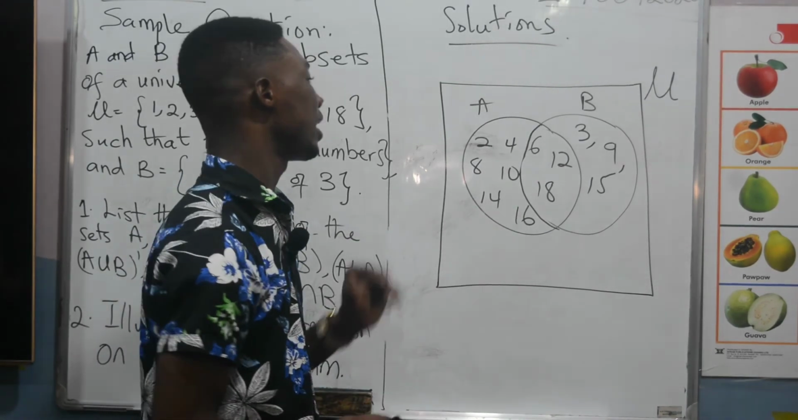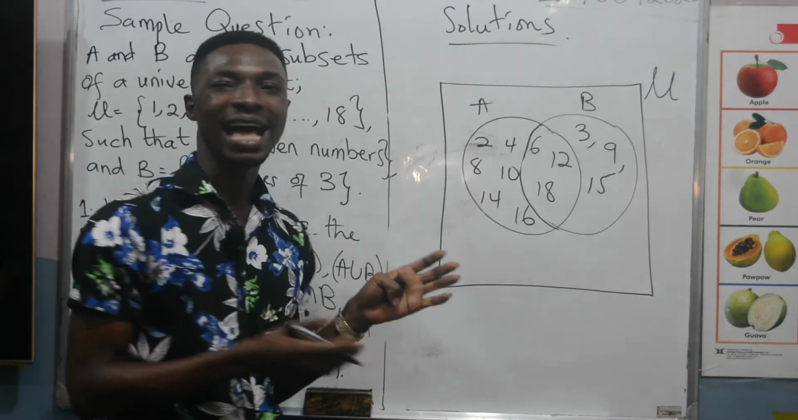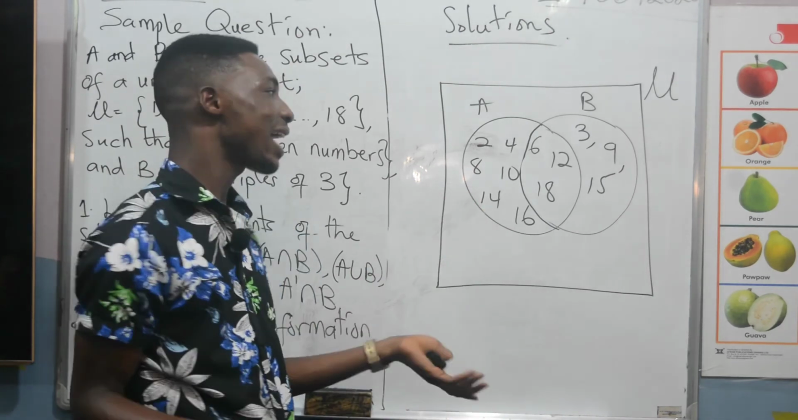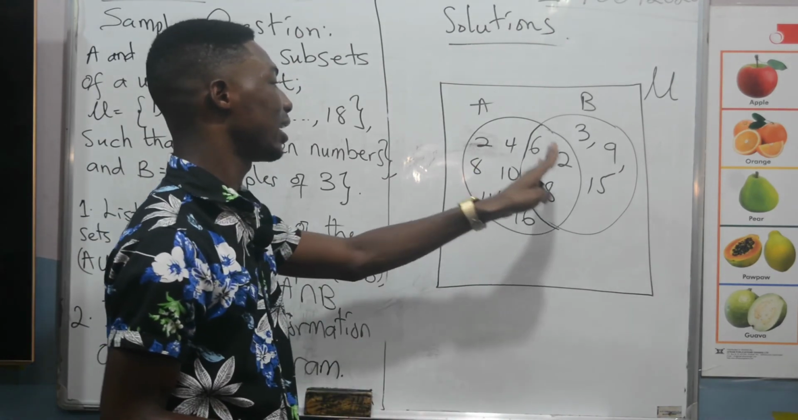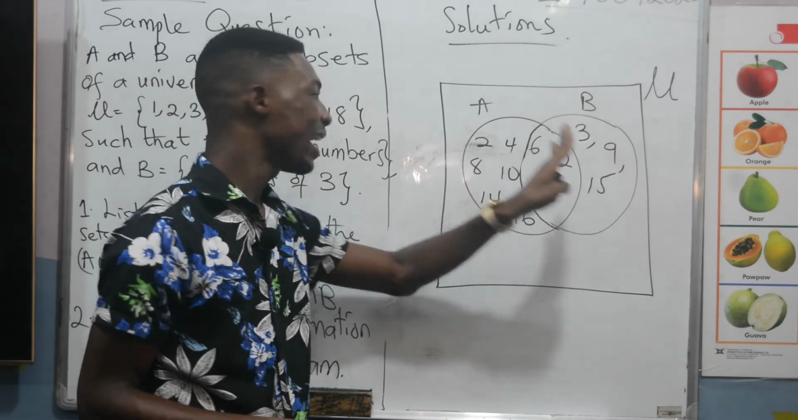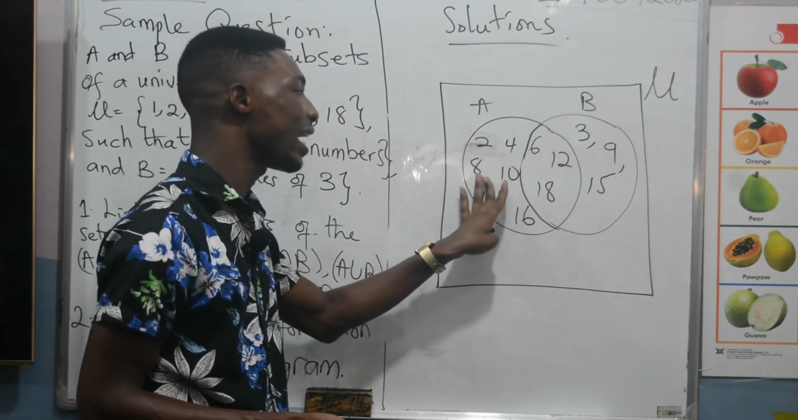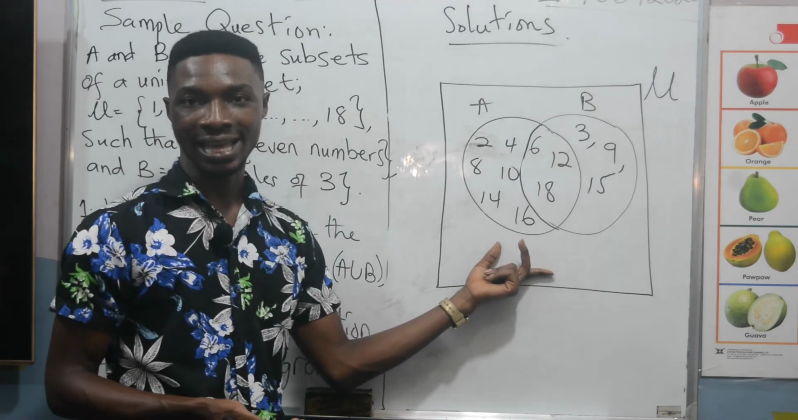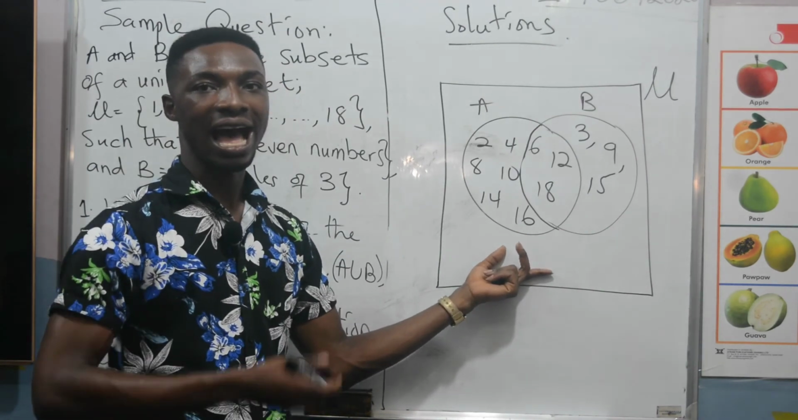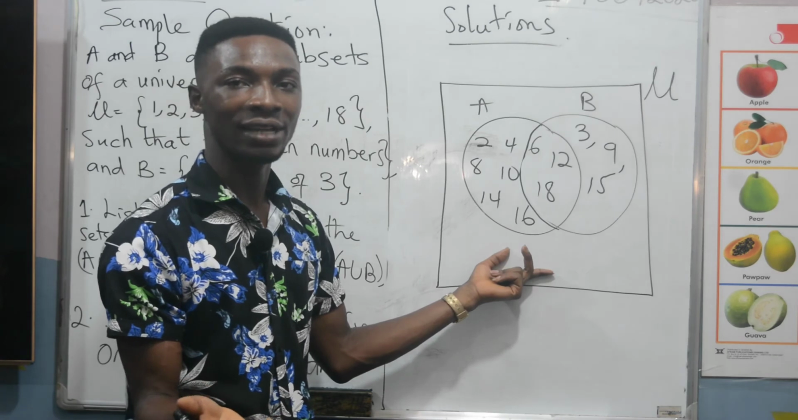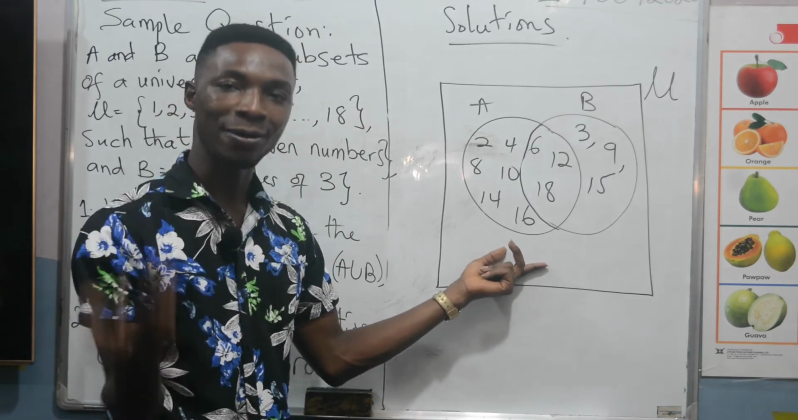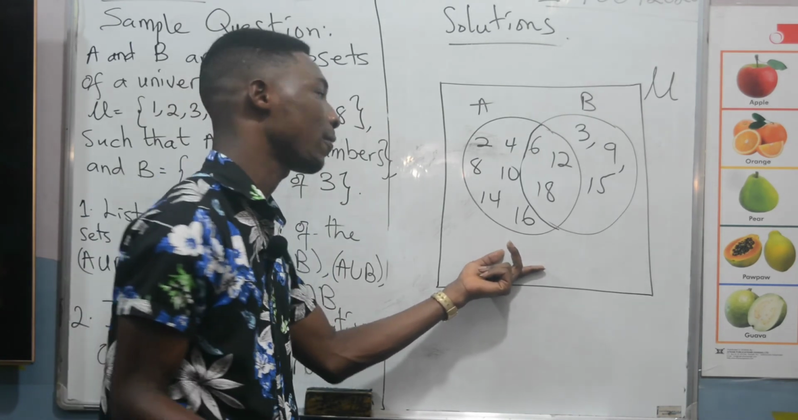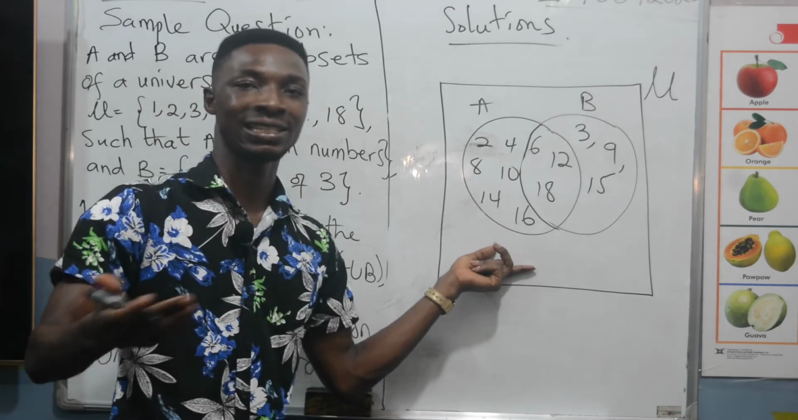Okay? Now, which elements are left out? Which elements are neither found here, here, nor there? Any element that cannot be found here and cannot be found here nor there must be outside the circle, but not inside any of the circles, and within the rectangle. They form the A intersection B complement.